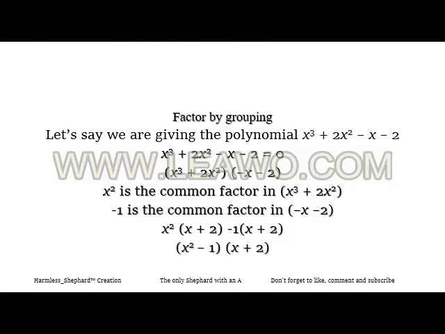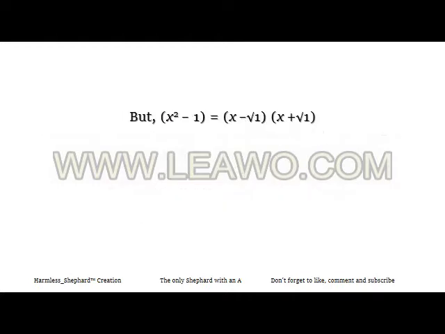We simplify so that we get the roots of the equation, because we are trying to find the roots of this polynomial. We are using factorization by grouping or factorization by using the free term to get the roots. But x squared minus 1 is equal to (x minus root 1)(x plus root 1). We now substitute this into the equation.